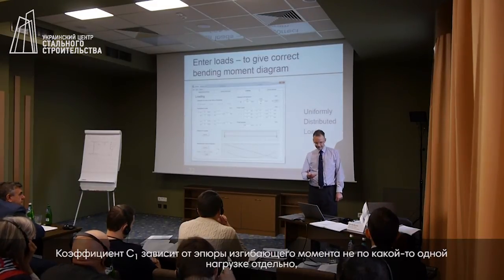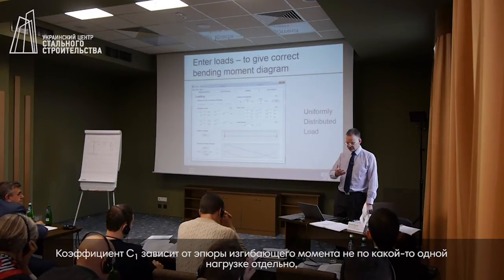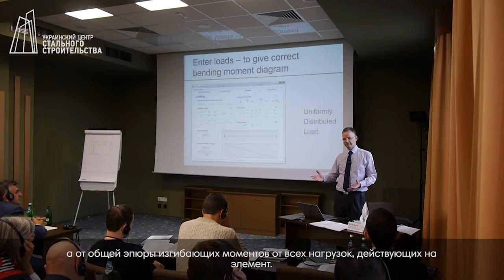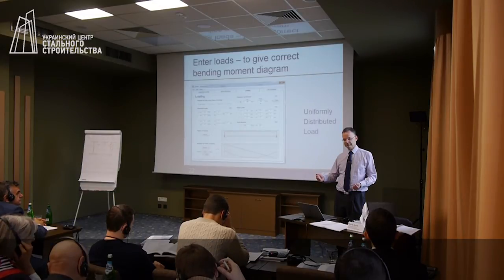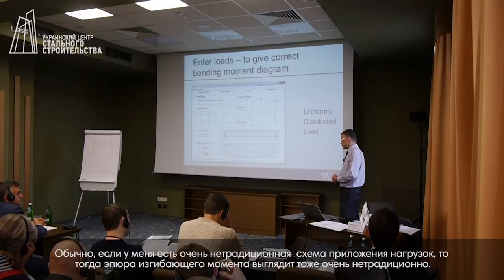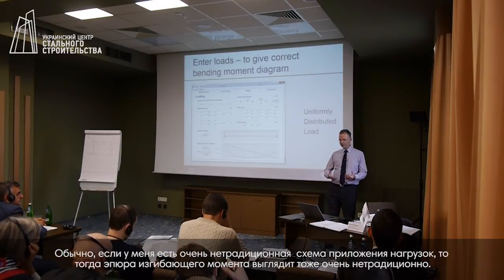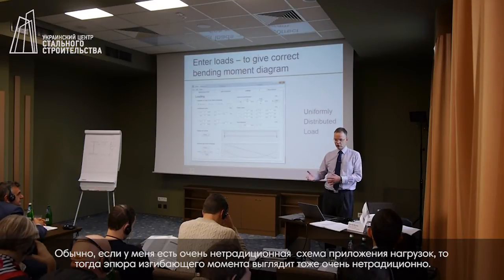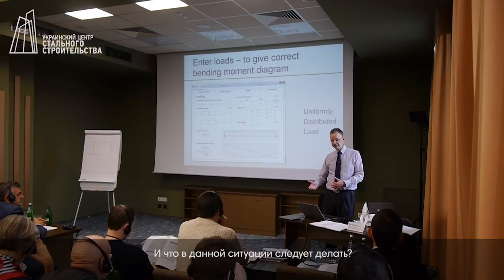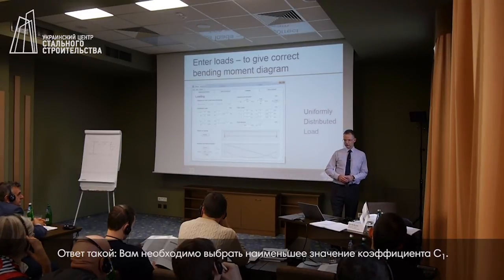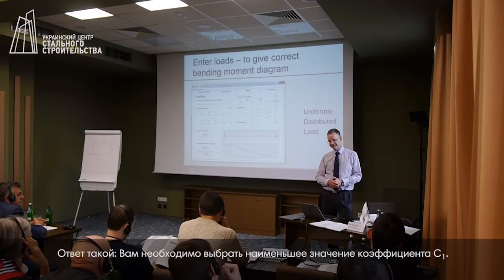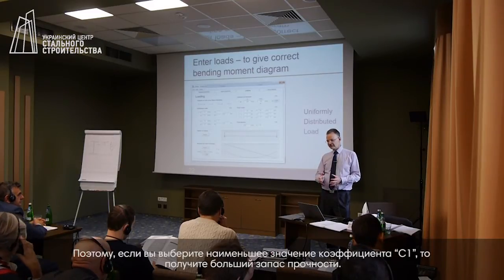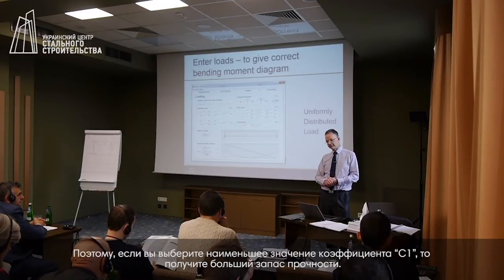The C1 factor relates not to the bending moment diagram for any one load, but the bending moment diagram overall. So the question is usually, if I have a very unorthodox arrangement of loads, so the bending moment diagram looks unorthodox, what do you then do? And the answer is that you should choose a small value of C1. So you are more conservative if you choose a lower value of C1.